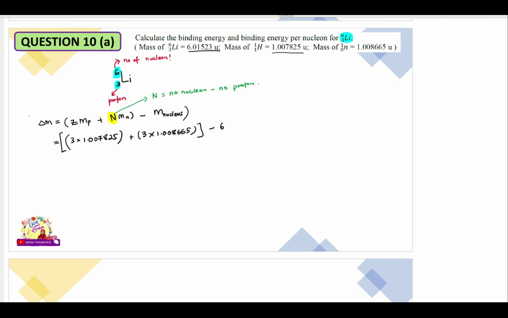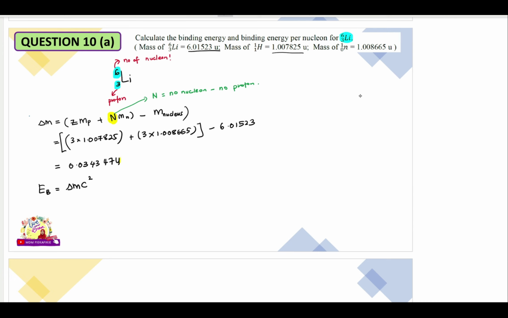Okay, 6.01523. Alright, so ini semua dalam unit U kan. Jawapan akhir dia delta M mesti dalam unit U lah, 0.034347 U. Okay, so that one is the mass defect. So kita nak kira binding energy. Binding energy EB equal to delta M C squared.